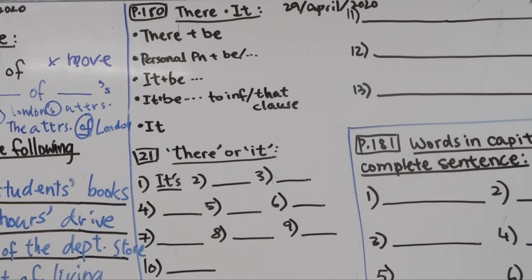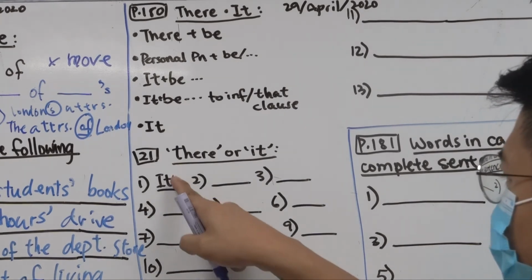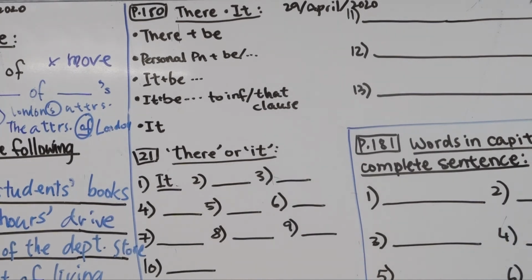Alright, so now let's go through the questions one by one, alright? So for question number 1, we have it's written down, and also the answer is it, okay? It has been snowing all night. What about number 2? Number 2, blank, apostrophe S, a policeman at the door. It's a policeman at the door, right?